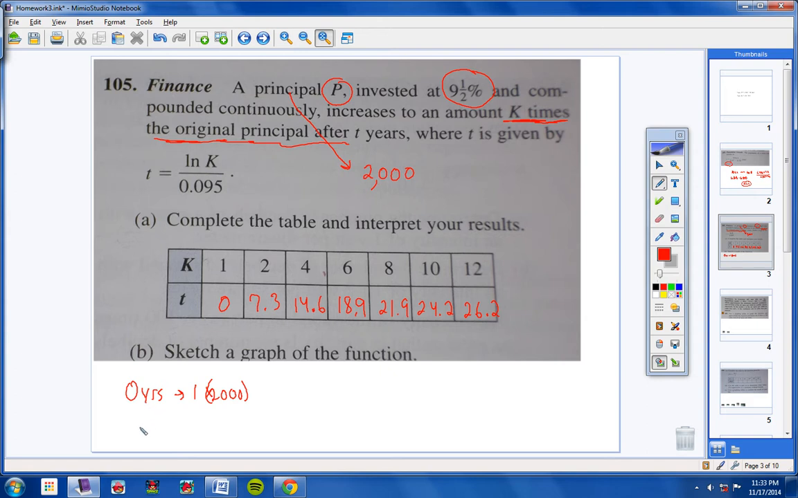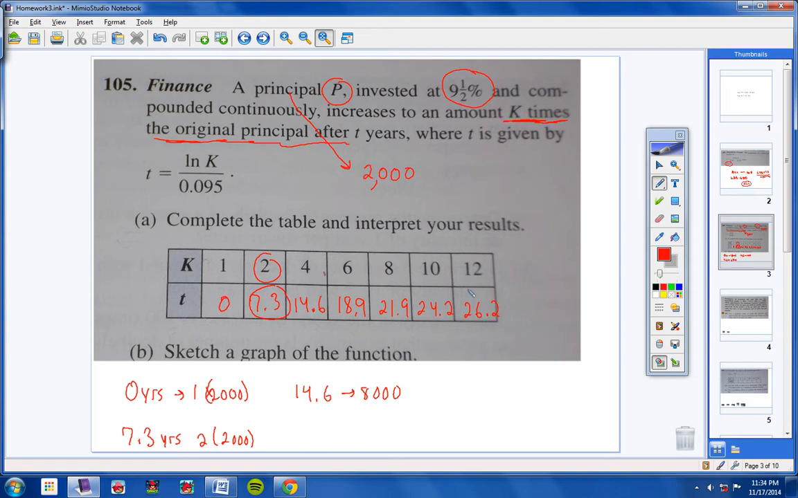Now, let's see here. Hold on 1 second here. In 7.3 years, you will double your 2,000. So it'll be 2 times 2,000. How do I know that? Because right here, 7.3 years, K will be 2. Now in 14.6 years, your new amount would be 4 times your amount that you invested. So you would have 8,000.